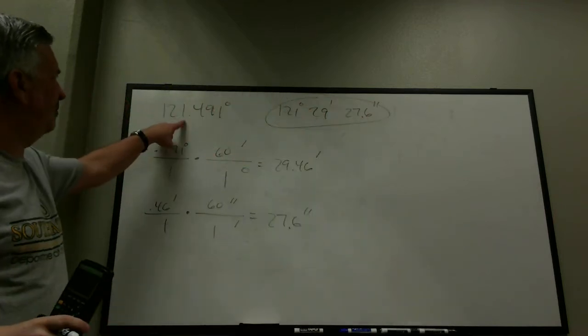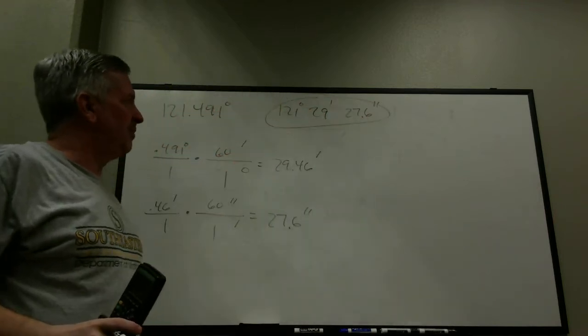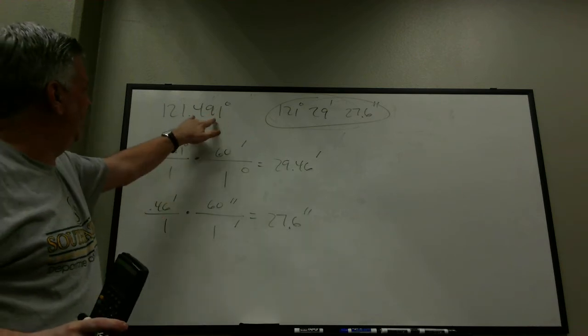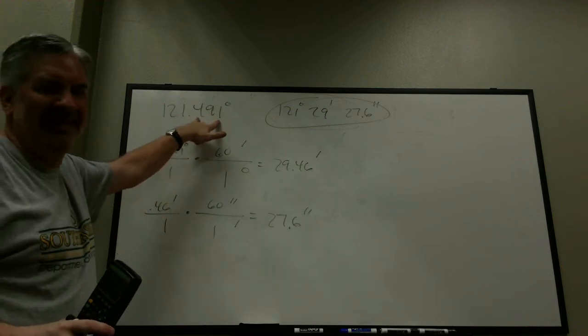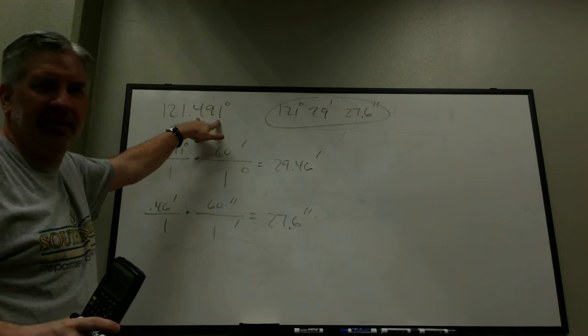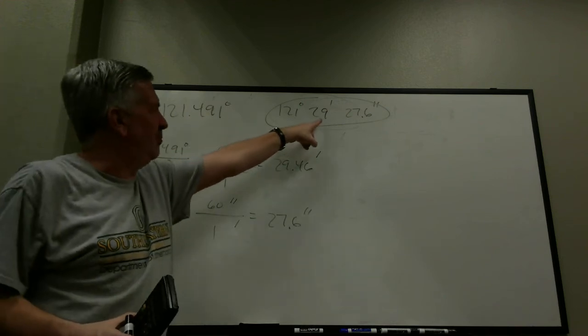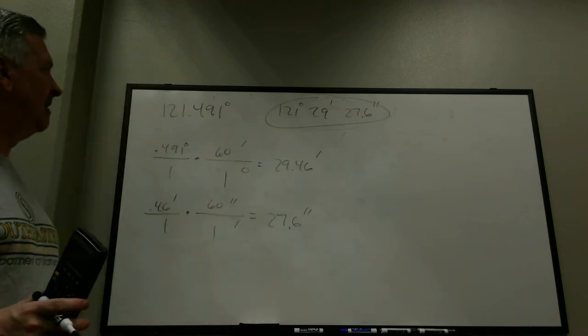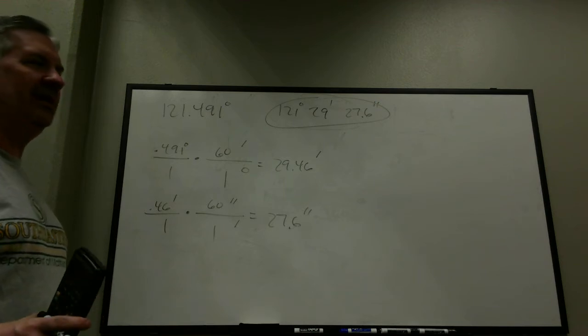Right? So this is going from decimal degrees to degrees, minutes, seconds. And this answer makes sense, doesn't it? 0.491 degrees is a little bit less than half a degree. Half a degree is 30 minutes, and we're a little bit less than that. So the answer makes sense. It's always nice to check your answer a completely different way.